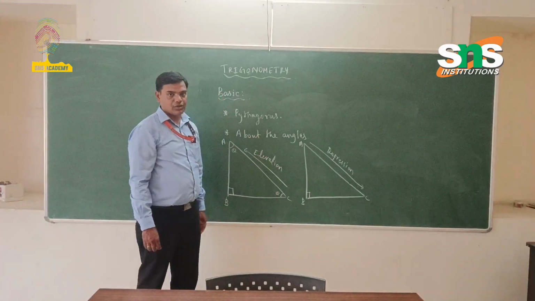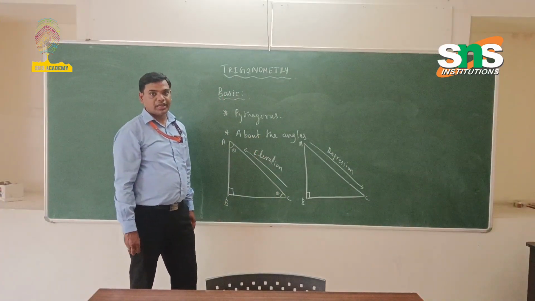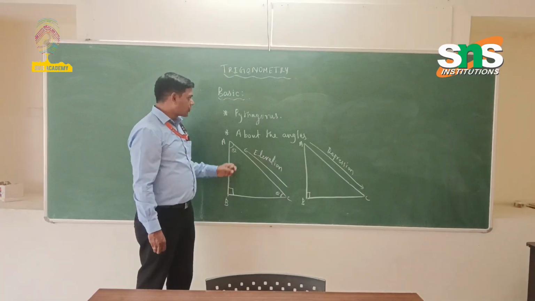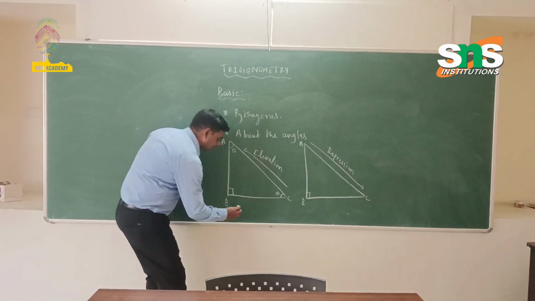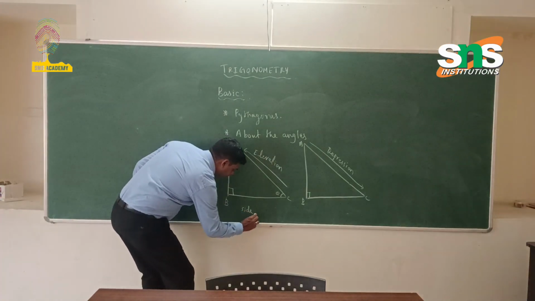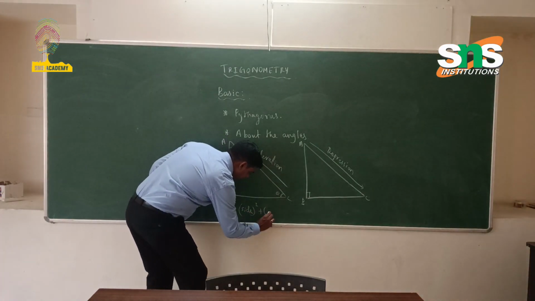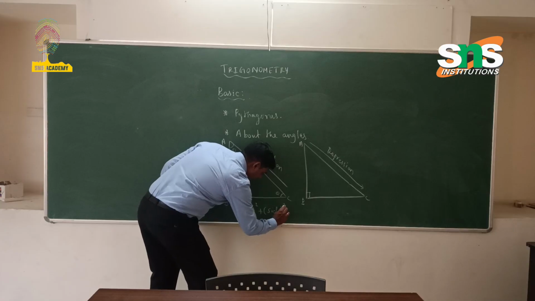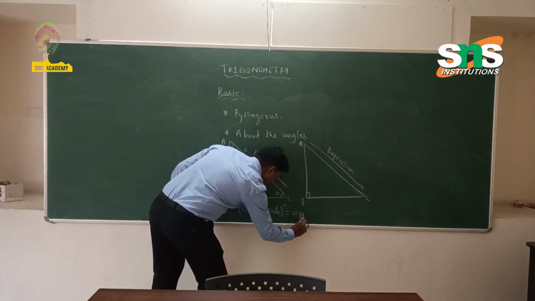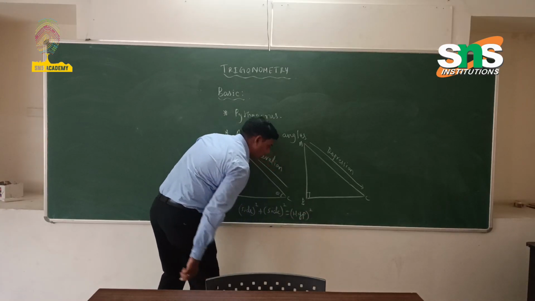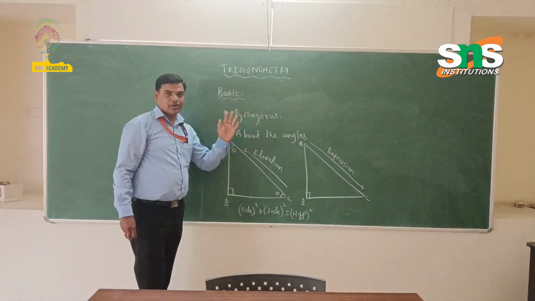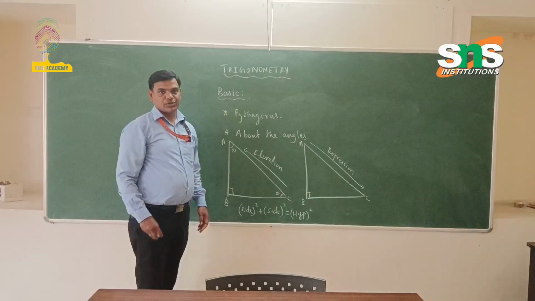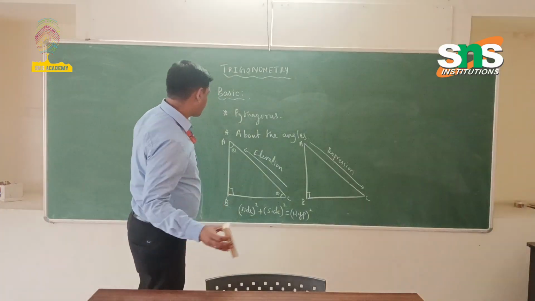First, we are going to discuss trigonometry ratios. The Pythagoras concept is very important. We know the Pythagoras rule: the square of one side plus the square of the other side is equal to the hypotenuse square. This is the Pythagoras condition. By using this, we are going to find the trigonometry ratios one by one.